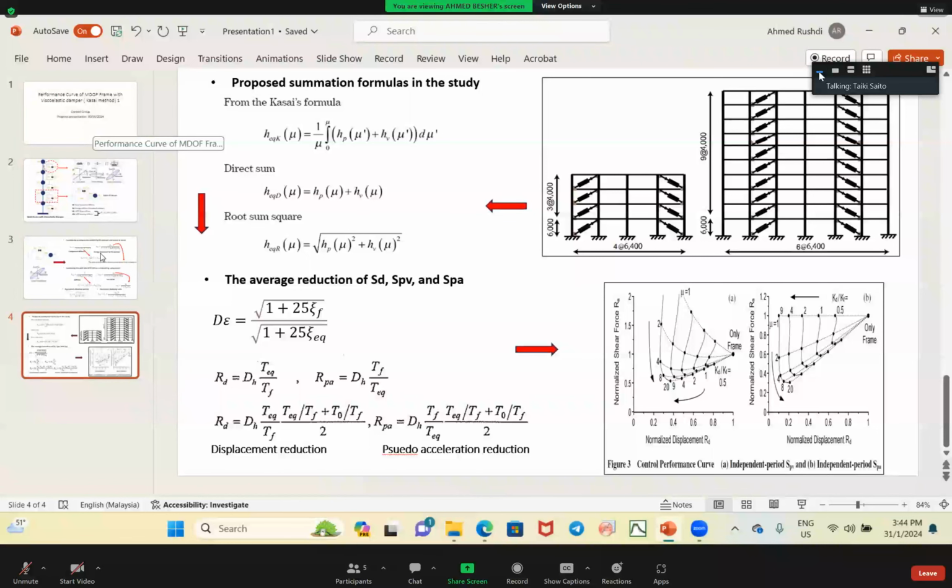Okay, next time please study how to draw and show me how. Sure, Sensei. On the Google Drive, I believe you can find information. In Google Drive, I found the data on how to plot the equivalent damping using the Kasai formula, and how to plot the relation between Kasai direct and root summation square. So I'll try to find out how to plot the performance curve using Kasai.